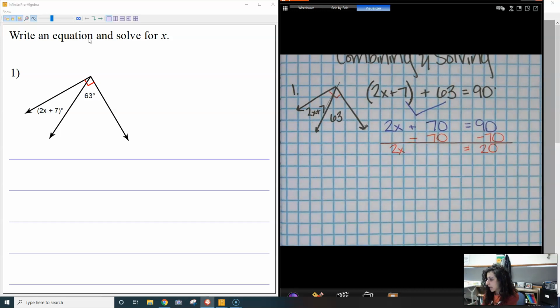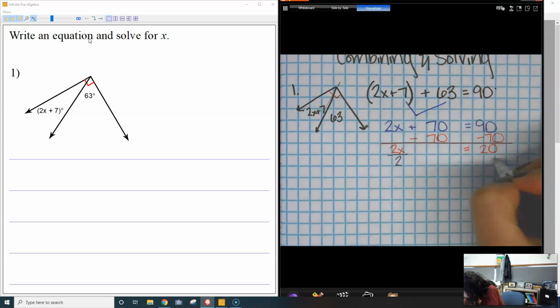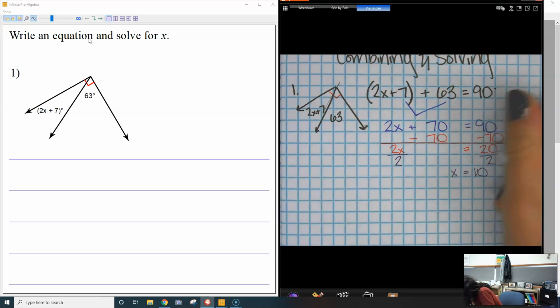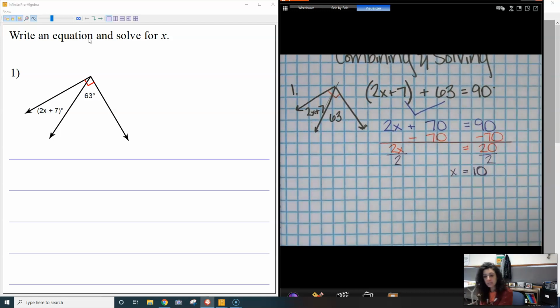All right, so now my last step is that I need to get this x by itself. 2 is being multiplied by x, so we do the inverse. We do the opposite. So the opposite of multiplication is to divide by 2 and divide by 2. So I get x equals 10. Ooh, that looks like a 16 a little bit. My 6's look like zeros and my zeros look like 6's.